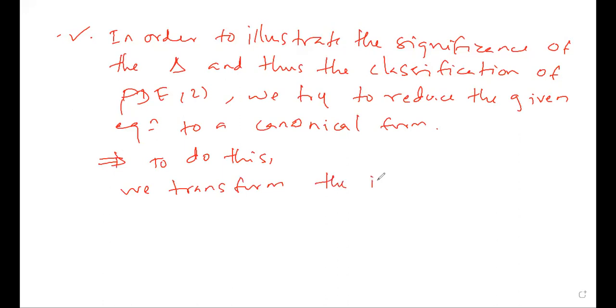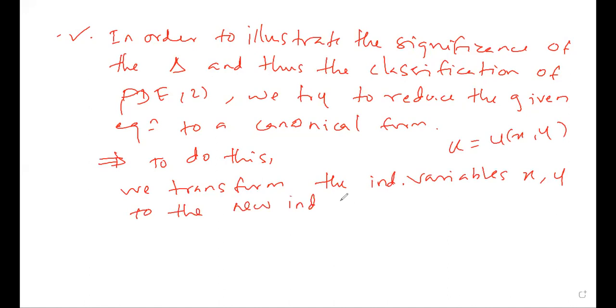the independent variable. So what are the independent variables we have taken in our equation number 2? I told you u is dependent on the independent variables x comma y. So x and y. We are going to transform these independent variables only, x and y, to the new independent variables, because that's what we are doing as a coordinate transformation.